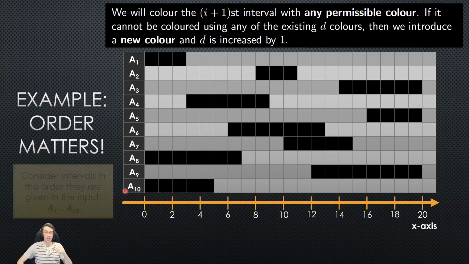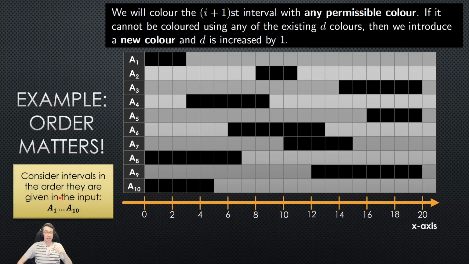So here in the rows, I've drawn the intervals in the order that they're given in the input, A1 up to A10. So the first interval in the input was this one that goes from 0 to 3. The second interval in the input was this one that goes from 8 to 11. The third was this one that goes from 14 to 20. The fourth was this one that goes from 3 to 9, and so on. So if we consider the intervals in this order, and in each step we just color the interval using the first color that's available, what does it look like?